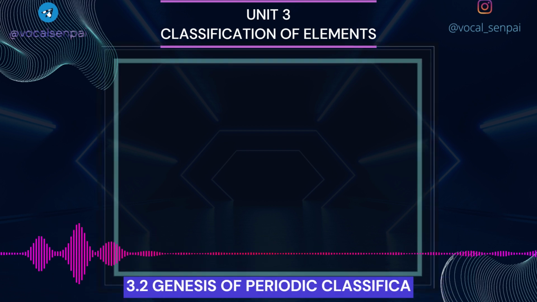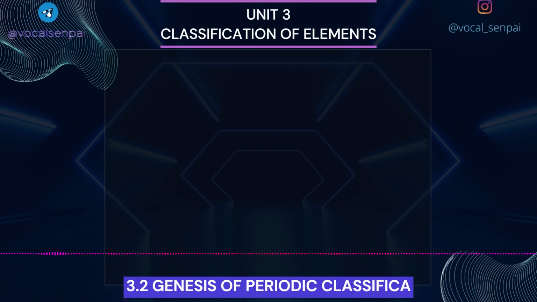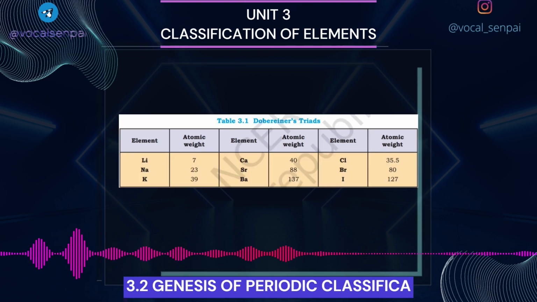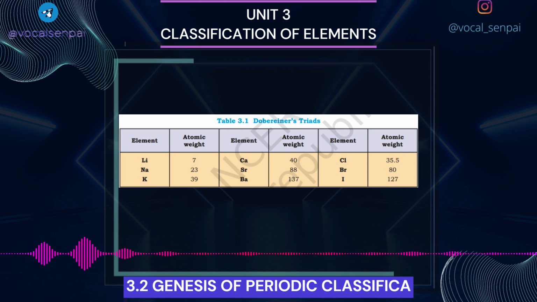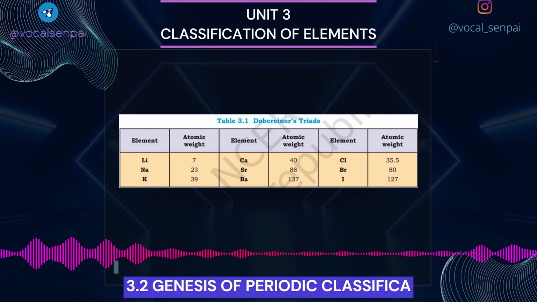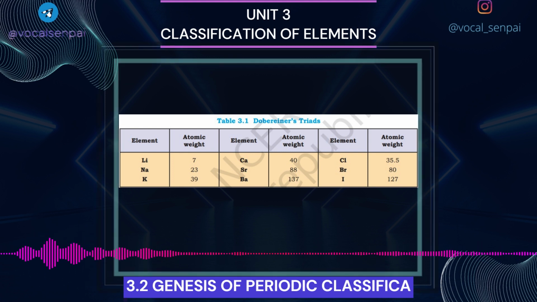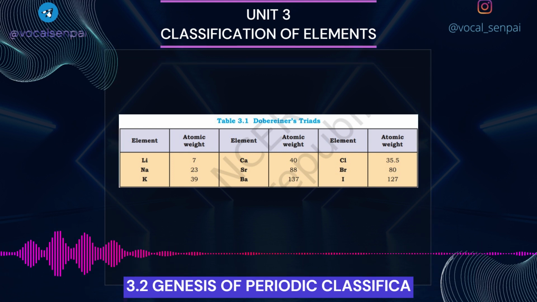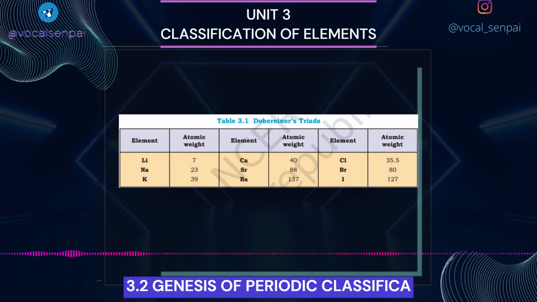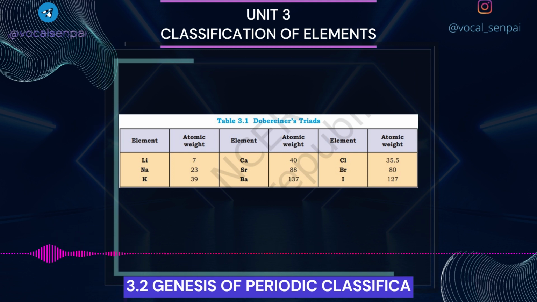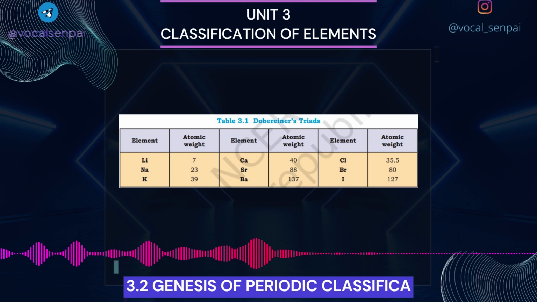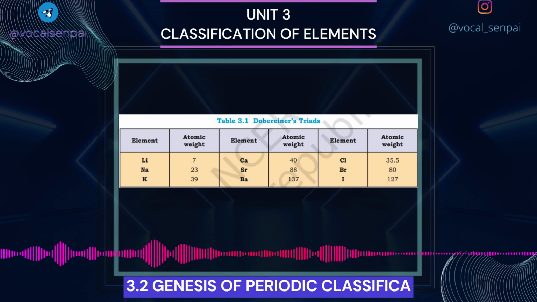3.2 Genesis of periodic classification. Classification of elements into groups and development of periodic law and periodic table are the consequences of systematizing the knowledge gained by a number of scientists through their observations and experiments. The German chemist Johann Dobereiner in the early 1800s was the first to consider the idea of trends among properties of elements. By 1829 he noted a similarity among the physical and chemical properties of several groups of three elements, triads.